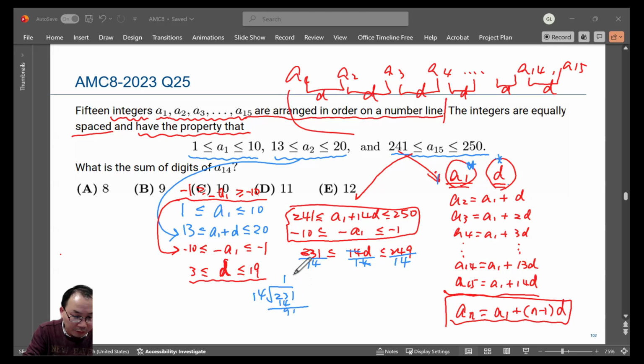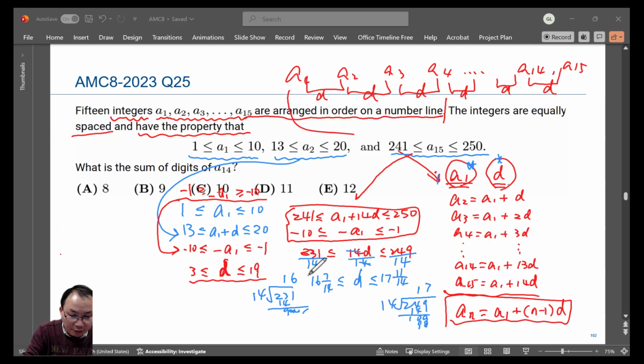So we can use 6. 6 times 14, you got 84. So left is 7, right? So here 6 and 7 over 14 is less than or equal to D. And less than or equal to 249 divided by 14. So we can get what? 14 times 17 is 238. So 249 minus 238, left 11. So 17 and 11 over 14 on top here.